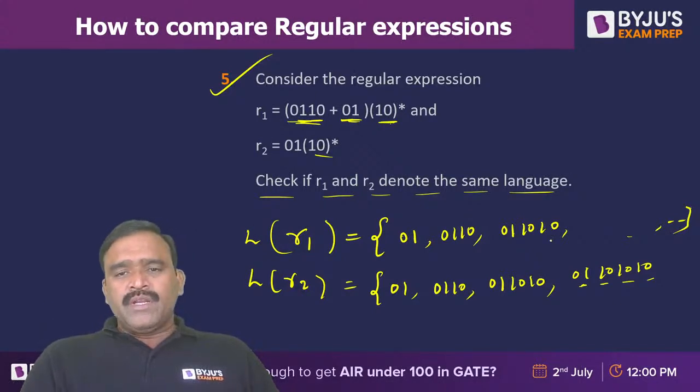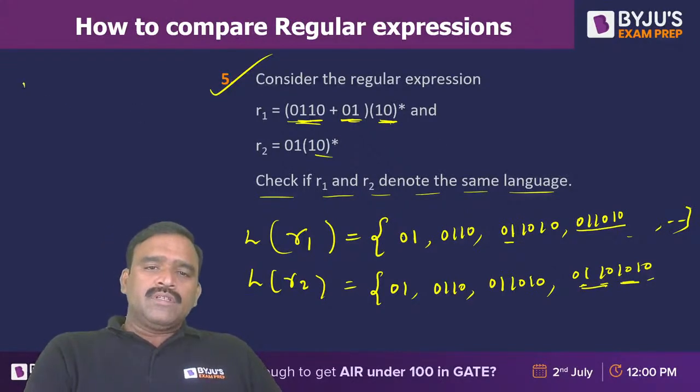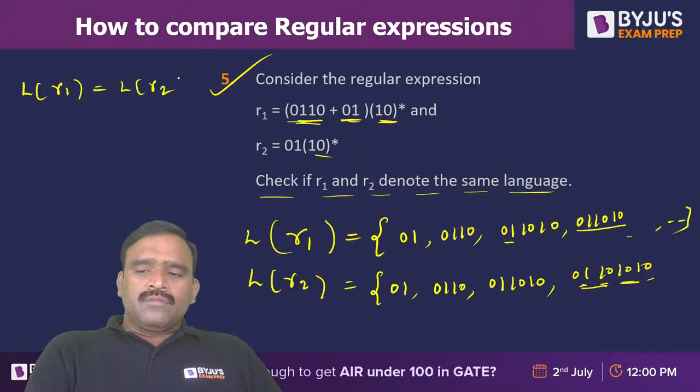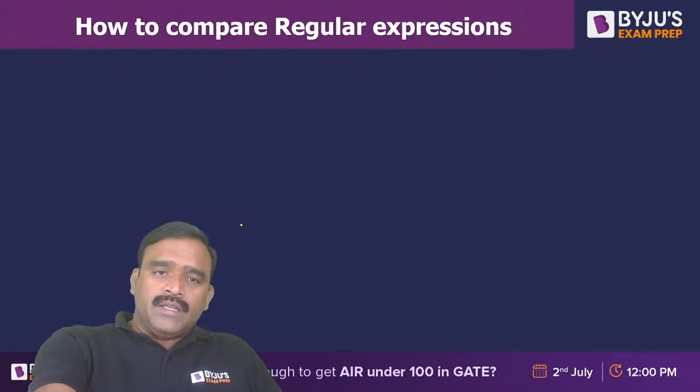It is not possible. Why is it not possible? Because 01 followed by 1 zeros, 0110 also, for example 0110 followed by 10, we can take any number of times. 011010. Yeah, both are equivalent. So the language of R1 is the same as the language of R2, whatever strings are present in R1 we are getting here.